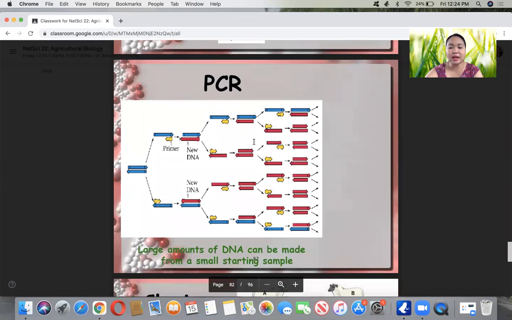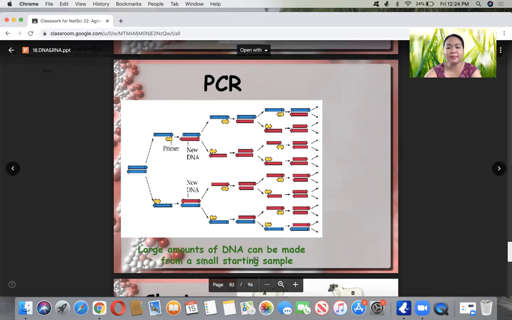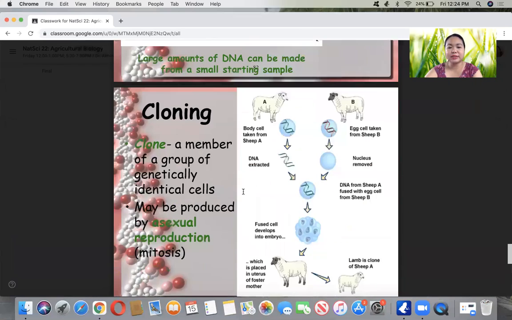So this is what the overall polymerase chain reaction looks like: inside the small test tube, it's heated and then the primers are added and then it replicates and replicates and replicates. So large amounts of DNA can be made from a small starting sample into thousands more.